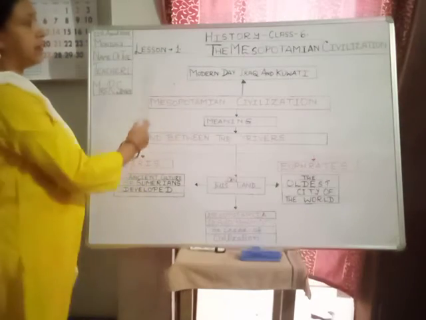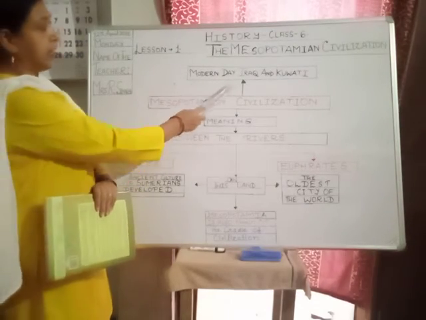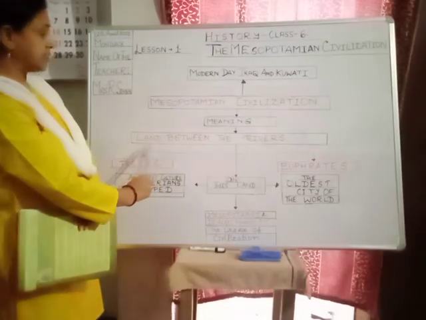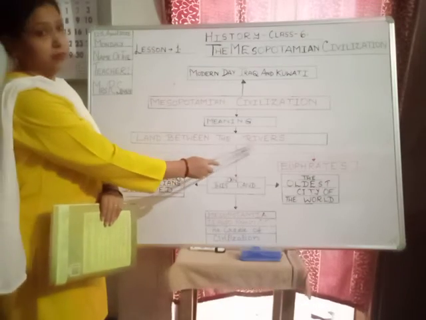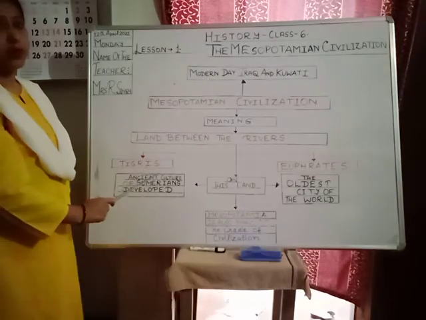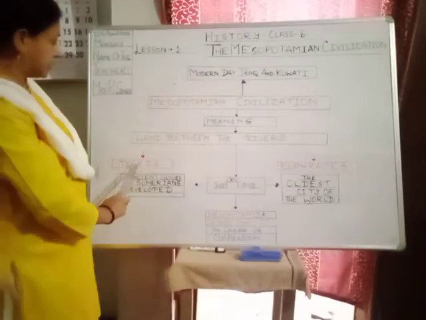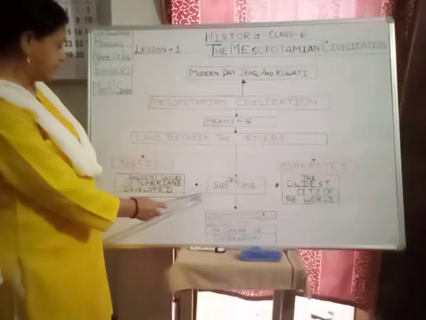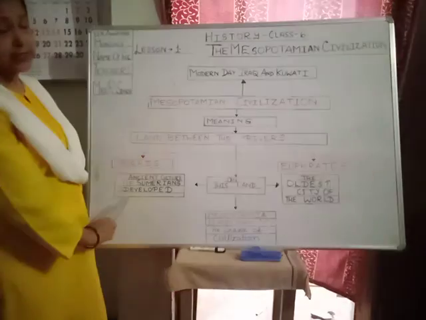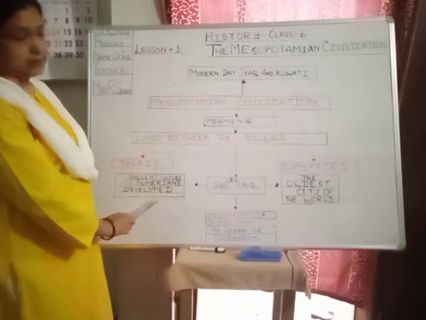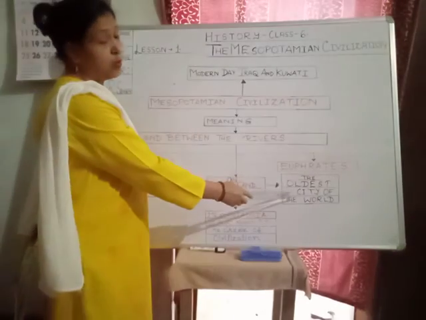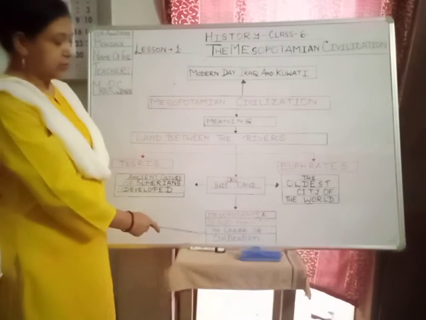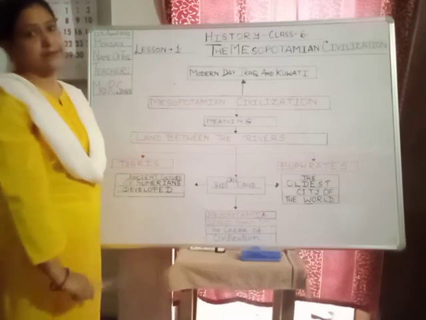Mesopotamian civilization occurred in Iraq and Kuwait. Mesopotamian civilization, the meaning of it is land between the rivers. The two rivers which flowed in the Mesopotamian civilization were the Tigris and the Euphrates, and this was the most fertile land, and one of the ancient culture that developed was the Sumerian culture, and it is the world's oldest city in this period. Mesopotamian civilization is also called the cradle of civilization.